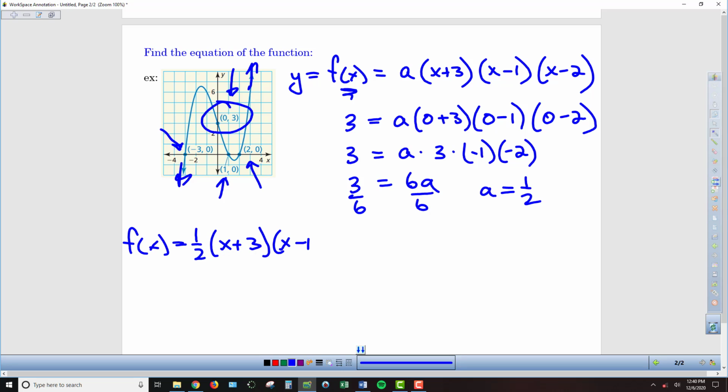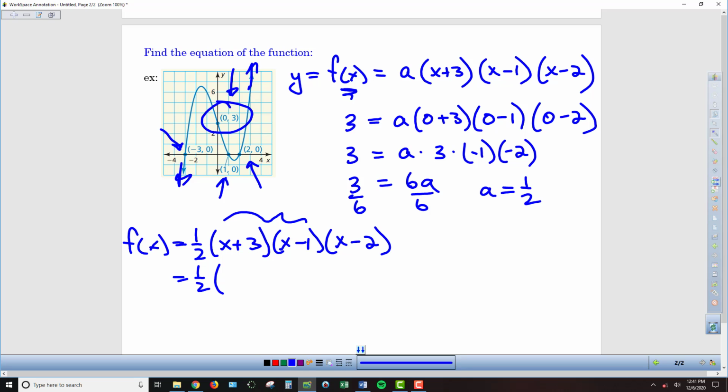But this time, instead of just plugging in for a and leaving our answer in factored form, we're going to multiply all of this out and get our answer in standard form. So that way it'll be in descending exponent order, everything will be multiplied out, more like a polynomial function like we're typically given. So that means I'm going to have to do some rounds of FOIL. So I'm going to leave the 1/2 here first, and then I'm going to multiply these two right here.